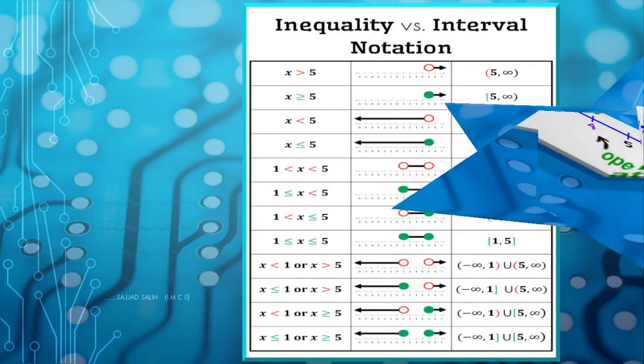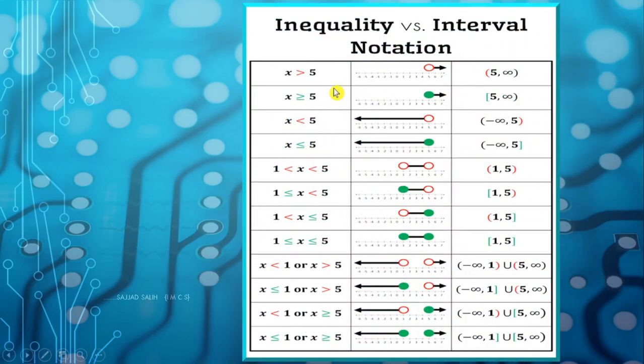Inequality versus interval notation. x greater than 5 means x is all the points 6, 7, and so on, and 5 is not included. These points are greater than 5, from here to here. And in interval notation we define (5, ∞). On the previous page we learned x greater than or equal to 5. It means from 5 up and so on, but 5 is also included in this interval. And here is the closed interval notation [5, ∞), and so on.